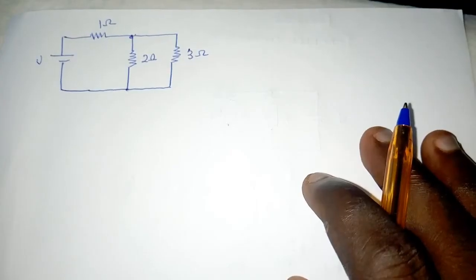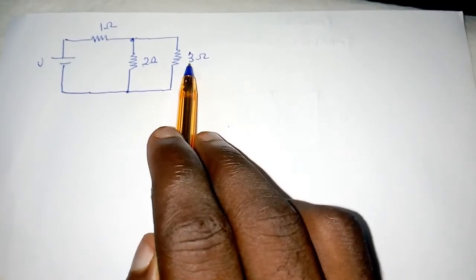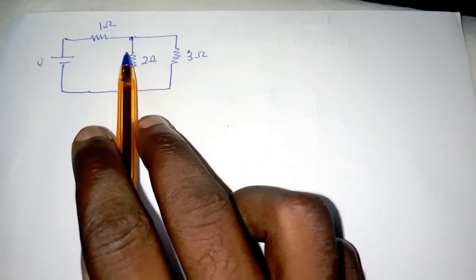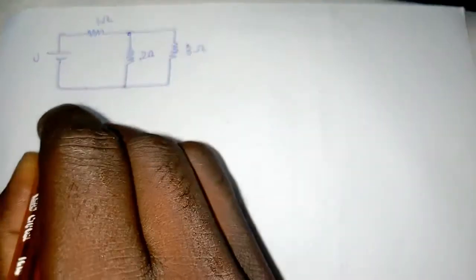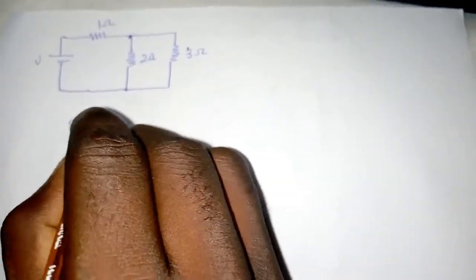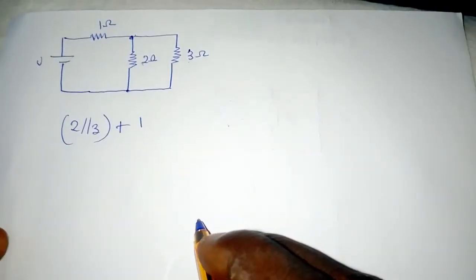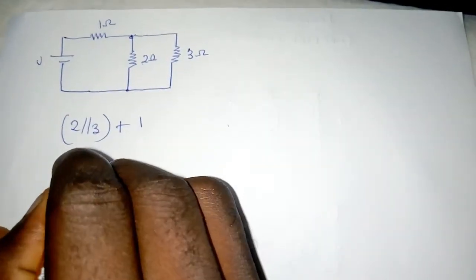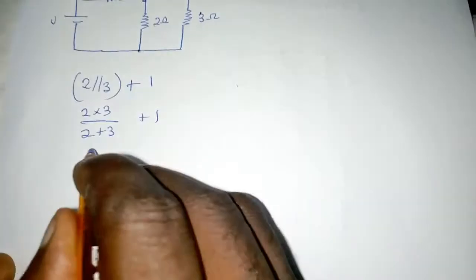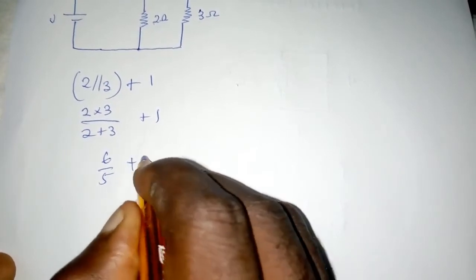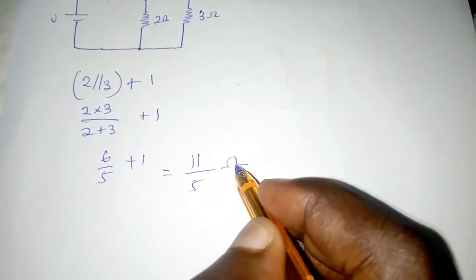We have this example here, and you can see that the 2 and 3 are in parallel, and together they are in series with the 1. This becomes 2 times 3 over 2 plus 3, which gives 6 over 5, plus 1, and our answer turns out to be 11 over 5 ohms.